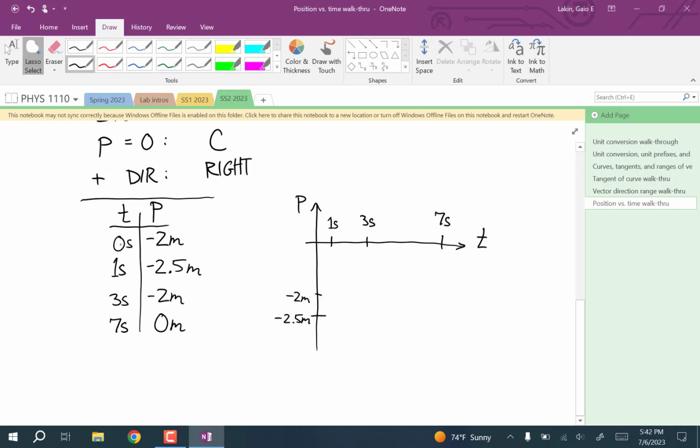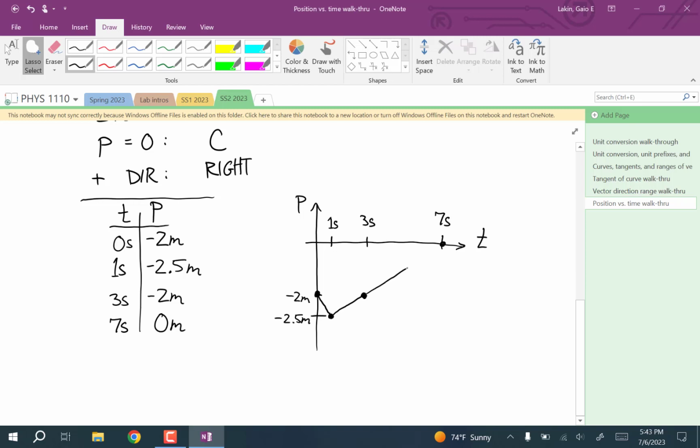Okay, so the first point is 0, -2. The second coordinate pair is 1 second, -2.5 meters. Then we have 3 seconds, -2 meters. And then finally we have 7 seconds, 0 meters. And you can just connect these.